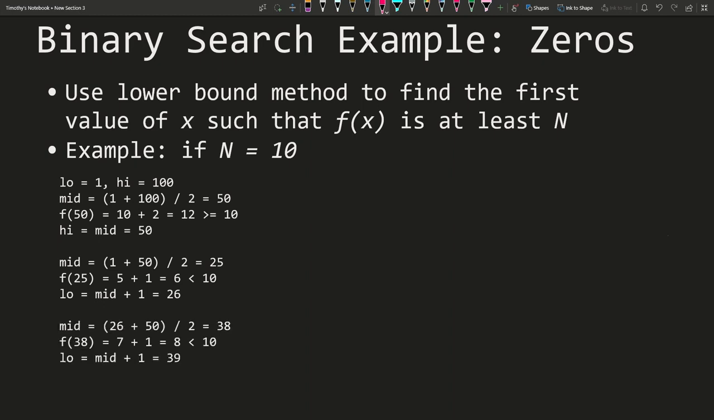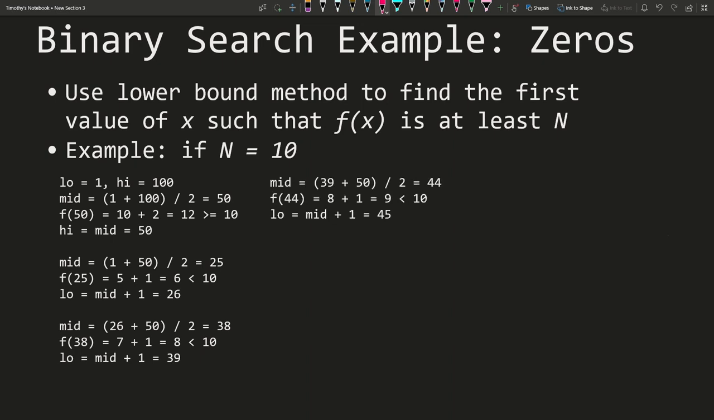Now that we're looking on the right side, recalculate the middle. So mid is equal to 26 plus 50 divided by 2, which is equal to 38. The number of trailing zeros for 38 is equal to 7 plus 1, which is equal to 8, which is less than 10. So because our target value is 10 and 8 is less than 10, we need to look on the right side again. So low is equal to mid plus 1, which is equal to 39.